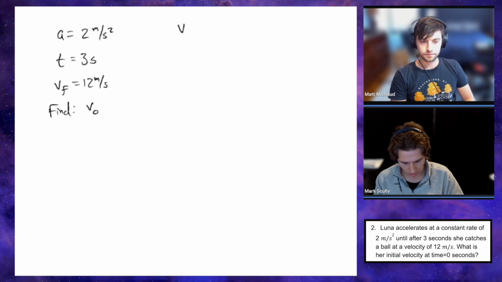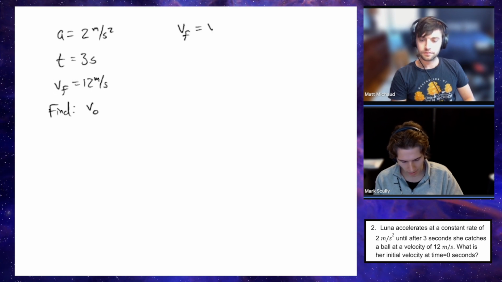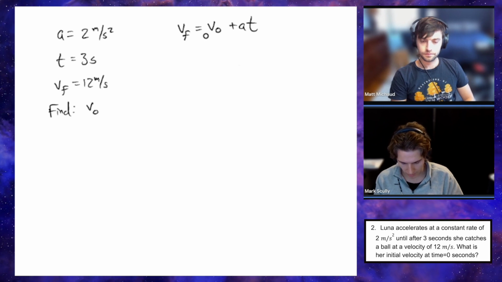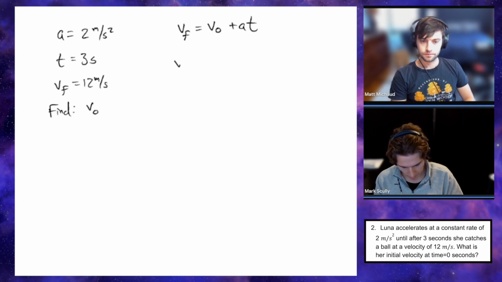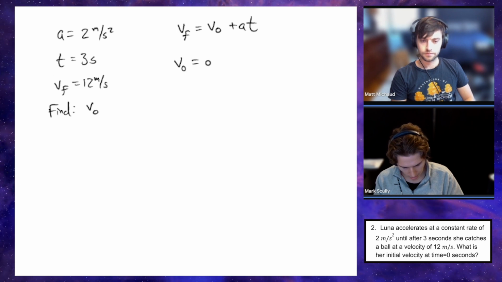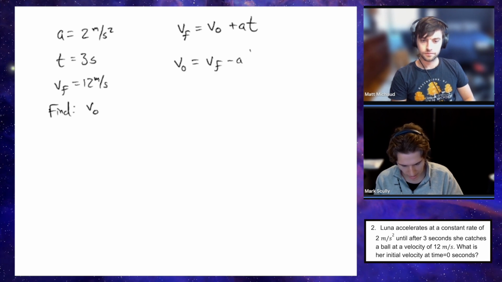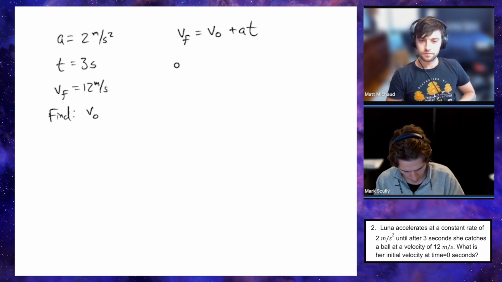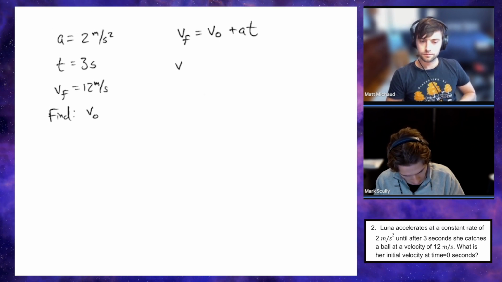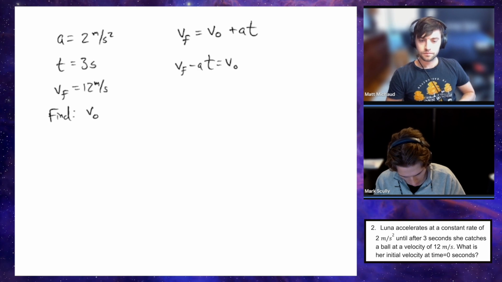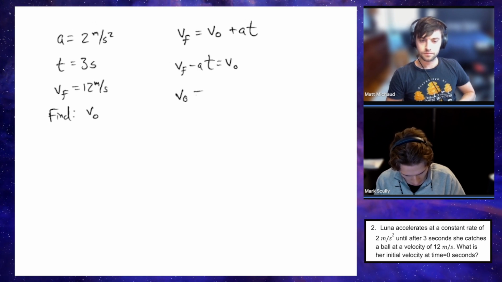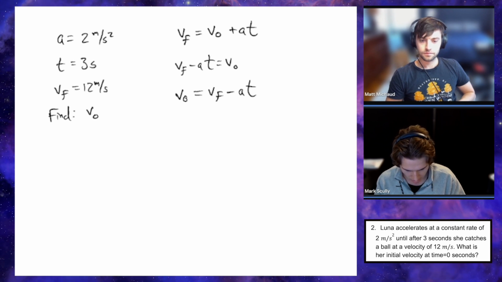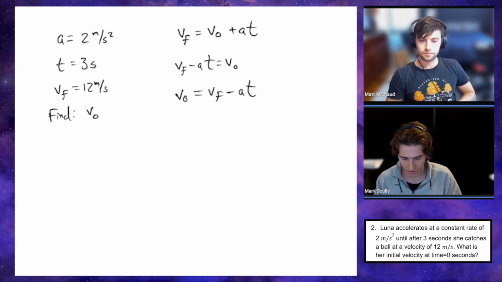I'm going to set up my equation. V final equals V initial plus AT, and we want to solve for the initial velocity. So I'm going to do the algebra to solve for initial velocity. We subtract AT from both sides, and there we have the initial velocity is equal to the final velocity minus acceleration times time. Let's plug in our variables.